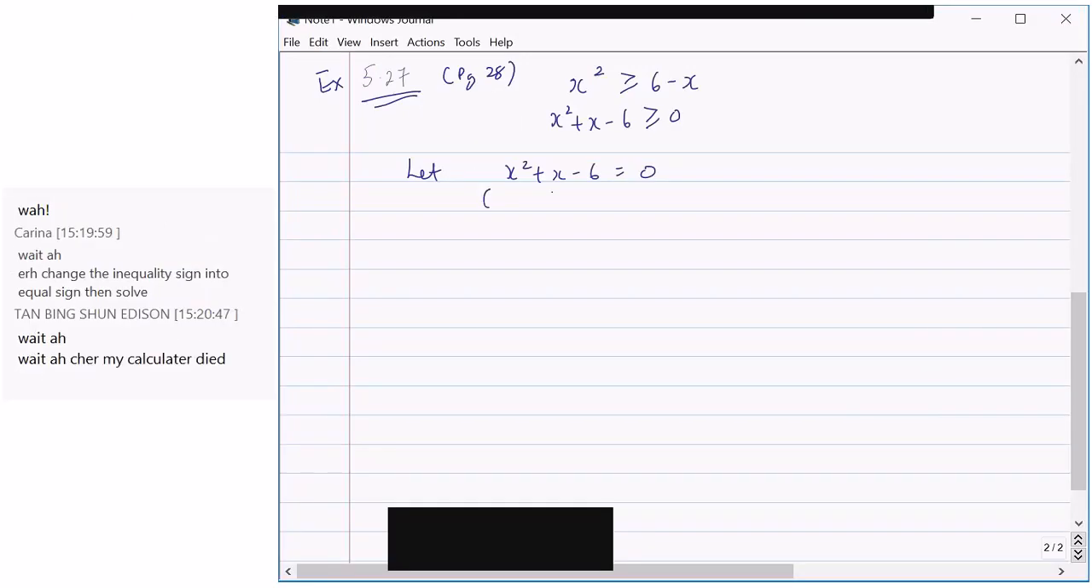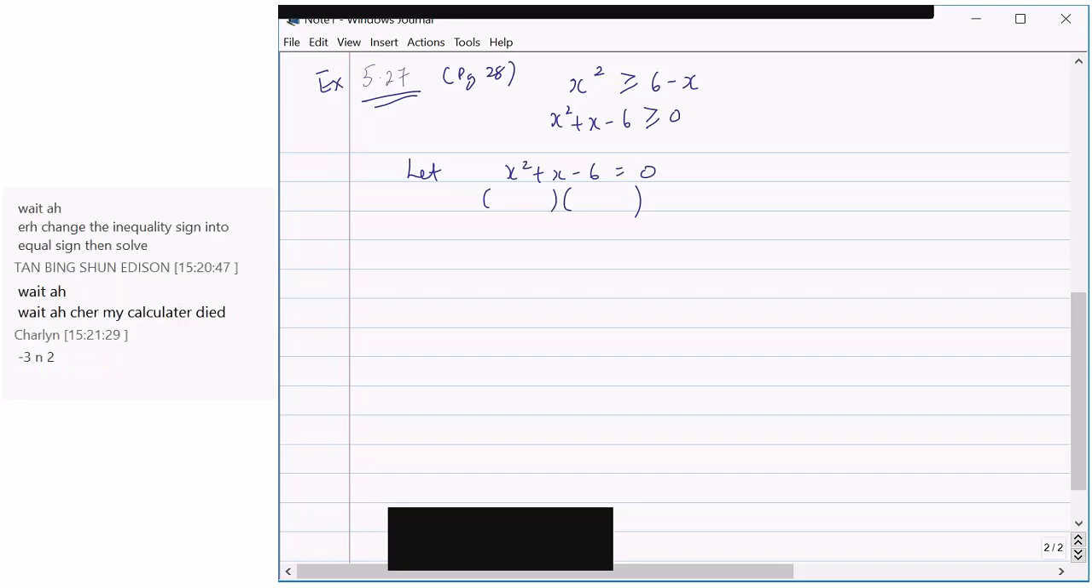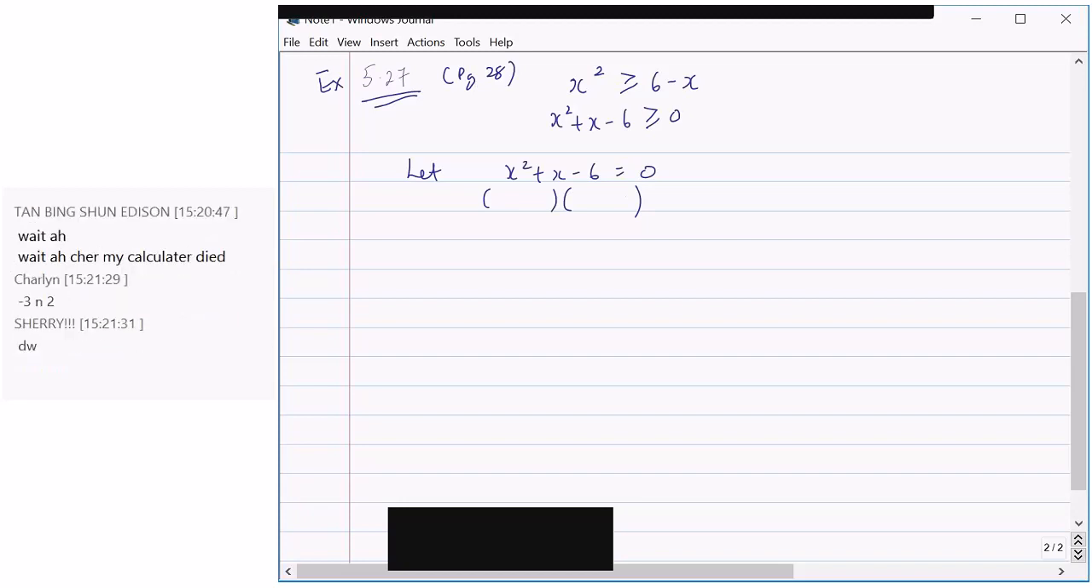Use your brain, don't use the calculator. What are the two factors? Somebody help Edison, please. What are the factors? Don't give me the numbers. Give me the factors together with the x.